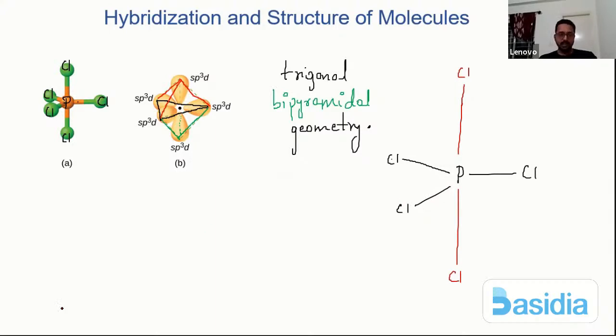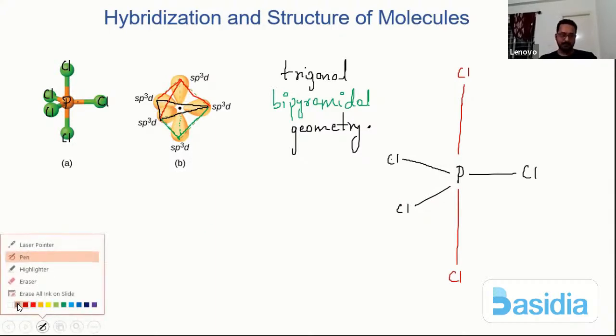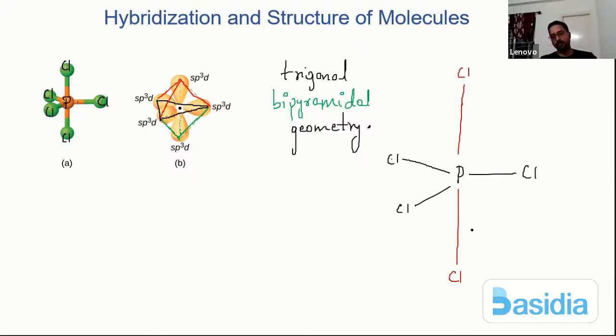Okay, check the bond length. So you should check the bond length over here. Okay, and also check the bond length over here. You will find that there is a difference in the bond length, correct? There is definitely a difference in the bond length.